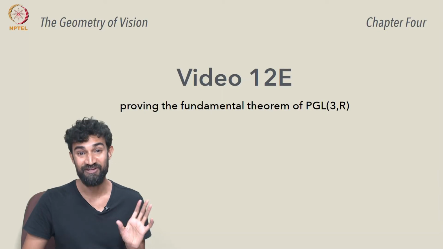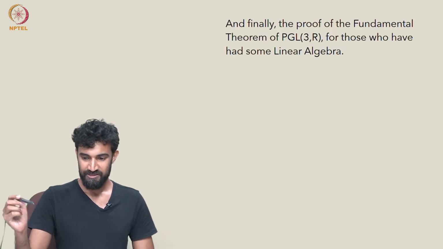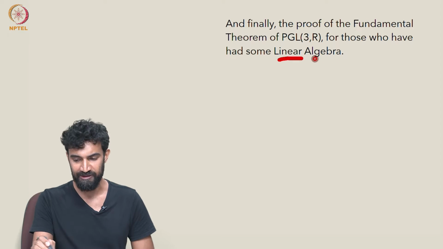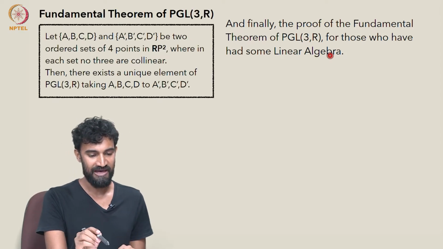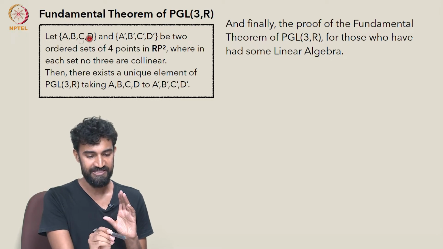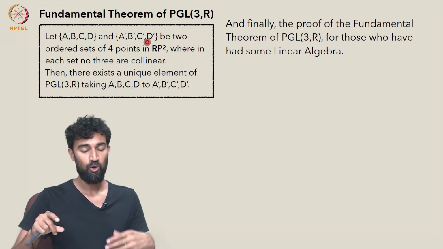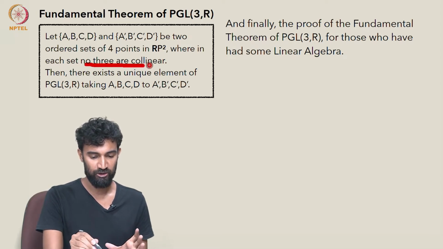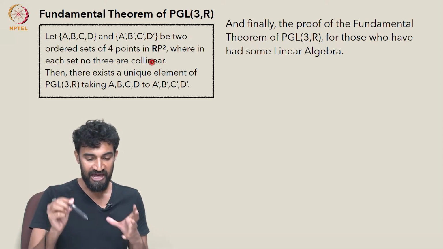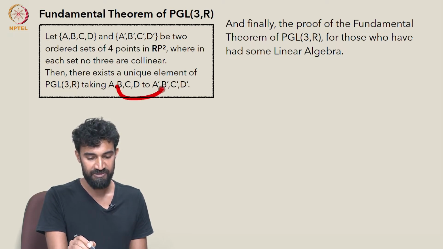So let's return to the fundamental theorem of PGL3R and try to prove it. This proof will involve some linear algebra. Now, the fundamental theorem of PGL3R states that if we take A, B, C, D and A prime, B prime, C prime, D prime to be two different ordered sets of 4 points in RP2, in which no three are collinear in each of the sets, then there's a unique element of PGL3R taking A to A prime, B to B prime, C to C prime, and D to D prime.